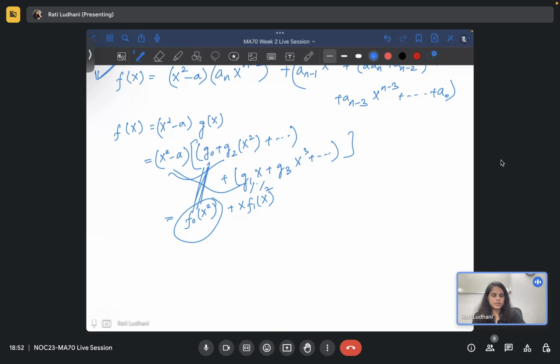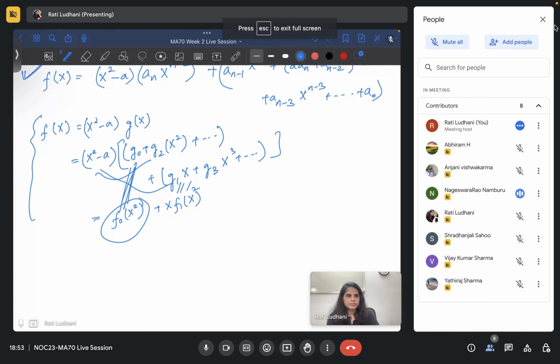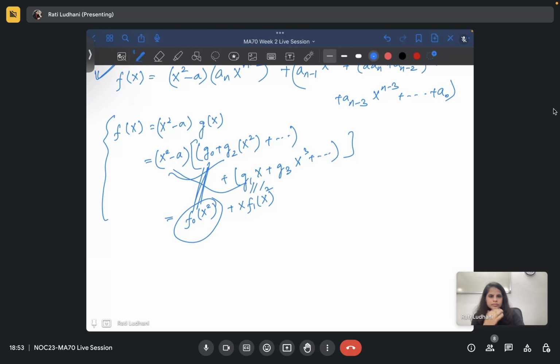Okay, this needs some rigorous argument. Maybe I'm confused. Let me finish my part. Maybe we can discuss after the session. It equals x square minus a into the first polynomial plus x square minus a into x into the second polynomial, equal to this one. So it is nothing but f naught x square equal to.